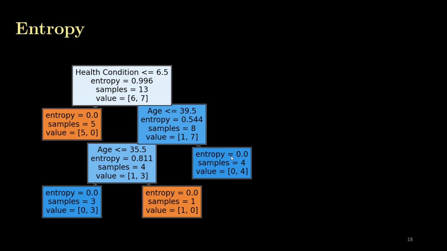Now look at these nodes. Here the entropy is 0. Here the entropy is 0. Here the entropy is also 0. For these 3 nodes, the entropy is 0 because the samples belong to only one class. Here we have 4 samples and all belong to class 1. Here we have 1 sample and it belongs to class 0. Here we have 3 samples and all belong to class 1. Those nodes where the classification has been finalized have entropy equal to 0 and are called pure nodes. On the other hand, those nodes where the entropy value is high are impure nodes and we need to split them further.